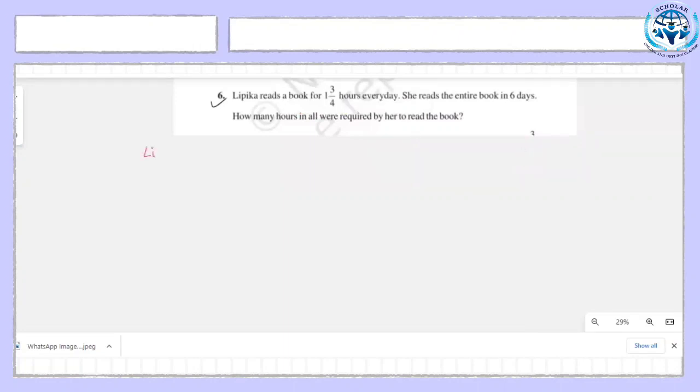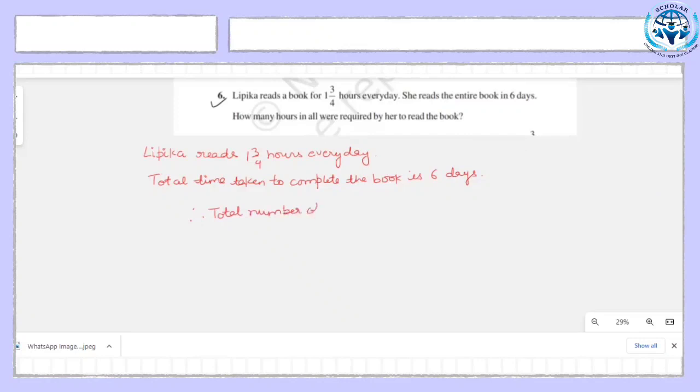Next question is, Lipika reads a book for 1 3 by 4 hours every day. She reads the entire book in 6 days. How many hours in all were required by her to read the book? Lipika reads 1 3 by 4 hours every day. That means it is the time she spends in reading every day. Total time taken to complete the book will be 6 into 1 3 by 4, because she is spending 1 3 by 4 hours every day and she completes the book in 6 days.